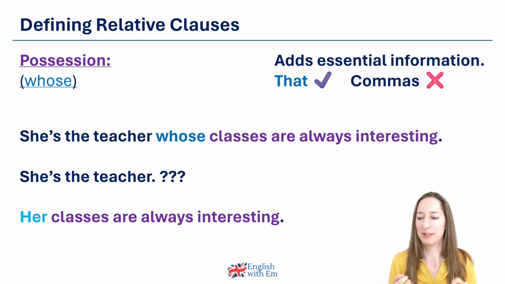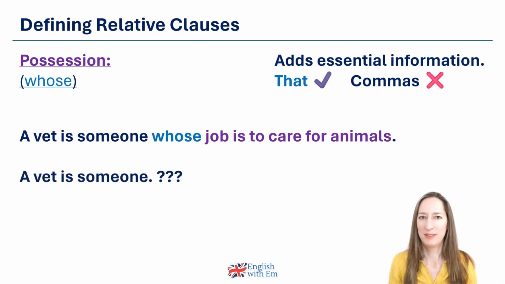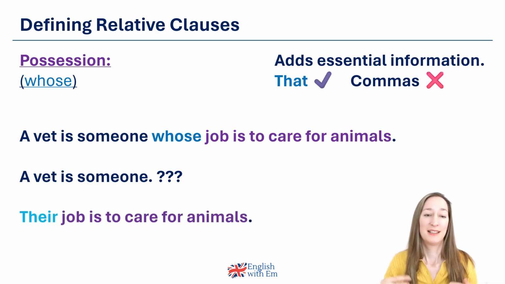So possessives are his, her, our, their, its. A vet is someone whose job is to care for animals. A vet is someone? Okay. More information, please. Someone whose job is to care for animals. Whose job is to care for animals? Their job is to care for animals.